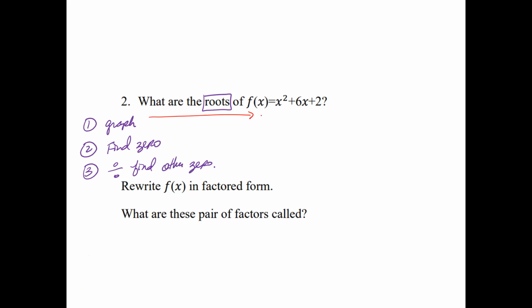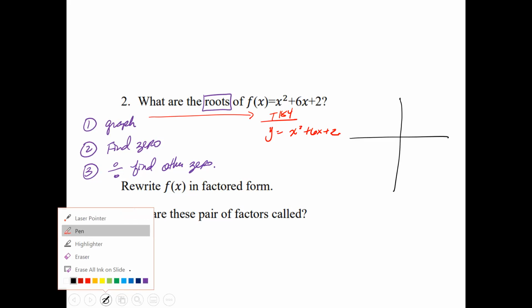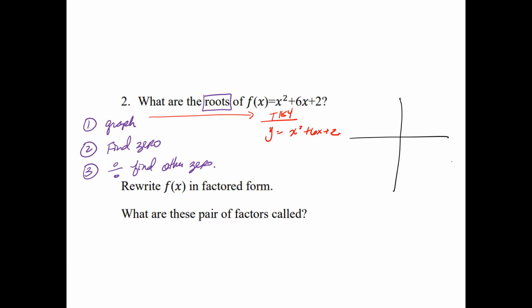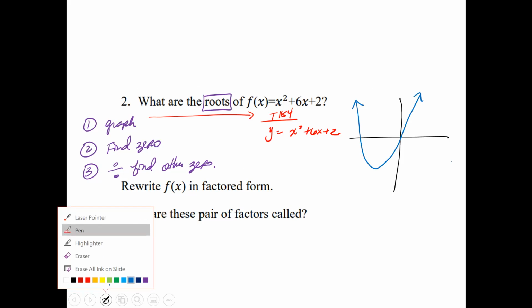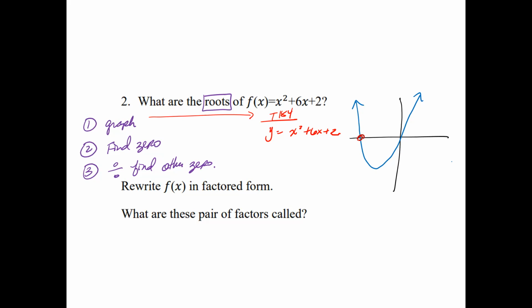So your first step when you graph this, you're going to grab your TI-84, and I promise this one, it'll work better because last one did not work. So we're going to do y equals x squared plus 6x plus 2, and then hit graph. And then when you graph it, you should have this blue line that looks something like this. Right? And so as I'm looking at this right here, I'm like, okay, I would really like to find the zero of this first point.